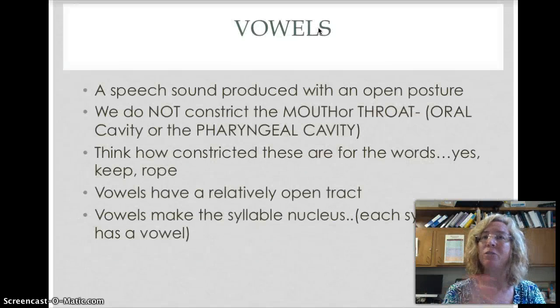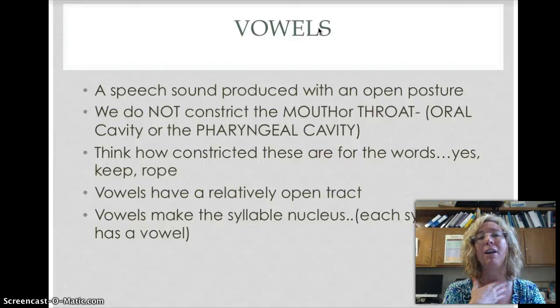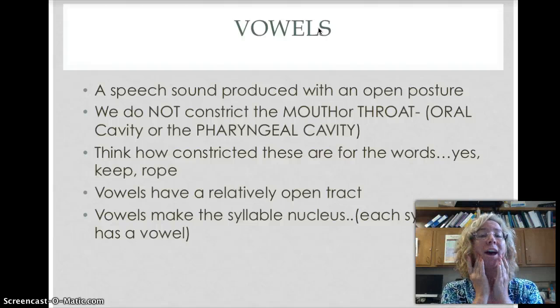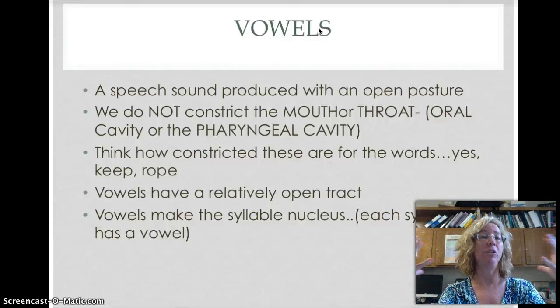Vowels are speech sounds that we produce with an open posture. So if I produce some vowels to you, I might go ah, e, oo, eh. We're not necessarily constricting or tightening the mouth or the throat, or what we could call the oral cavity or the pharyngeal cavity, like we do when we make a G sound, ga. See how tight I'm getting here? I'm stopping the airflow. We don't do that with vowels. Our mouth is open, and typically with vowels we can prolong them.